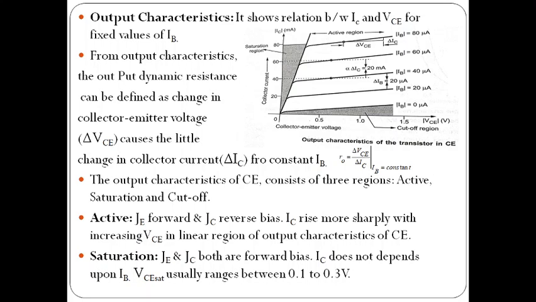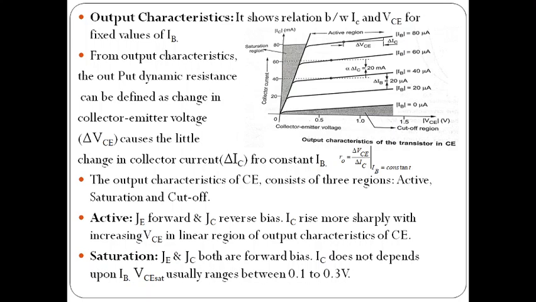So in this, the output dynamic resistance can be defined as the change in the output voltage. The output voltage is here VCE and the output current is IC. So it is the change in the output voltage to the change in the collector current IC for constant IB. The output characteristics of CE consist of three regions. You can observe the three regions: active, saturation and cutoff.